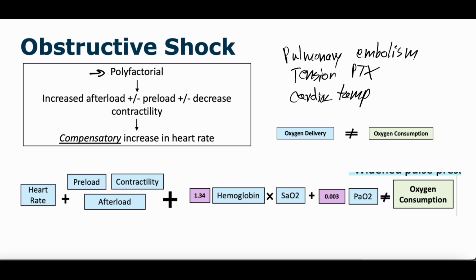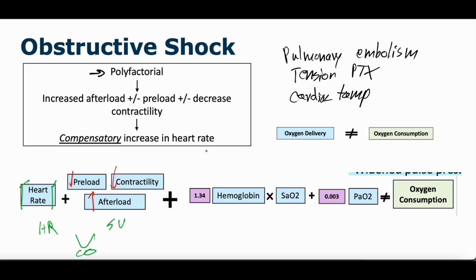Something that you can count on is that, so we said some of them cause decreased preload, some cause increased afterload, some cause decreased contractility. Compensatorily, you almost always get an increase in heart rate, right? Because we know heart rate, these three things are stroke volume, these make up cardiac output. So you always see an increase in heart rate. But the other modulation here, the other thing we intervene on, will depend on what's going on.